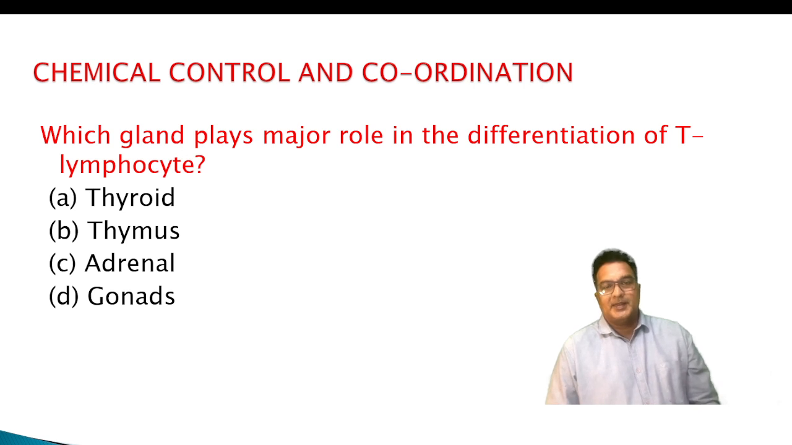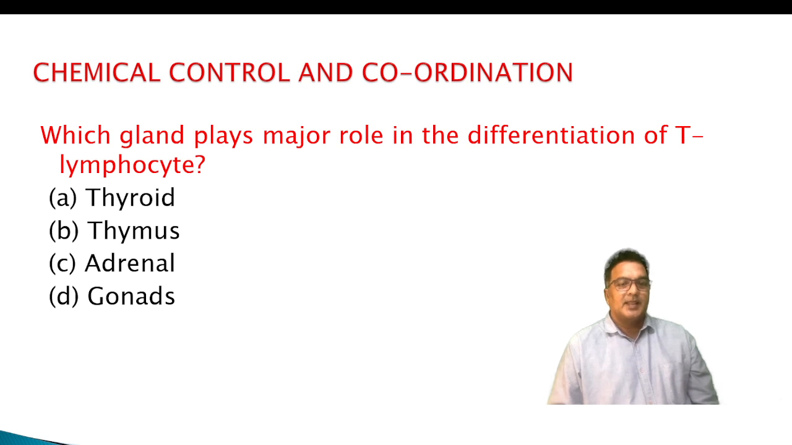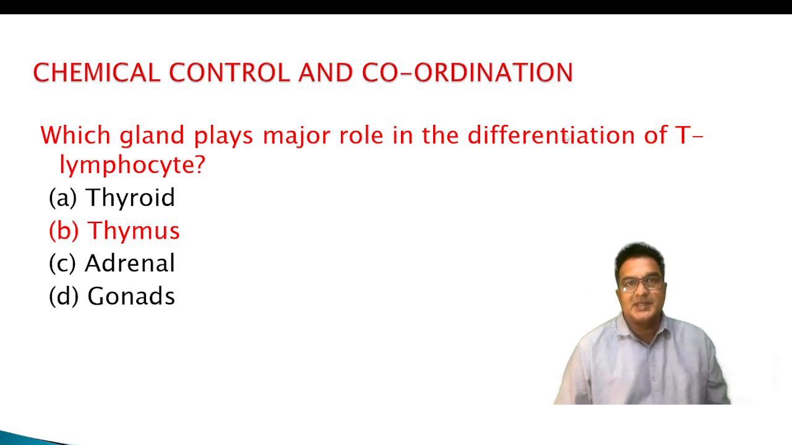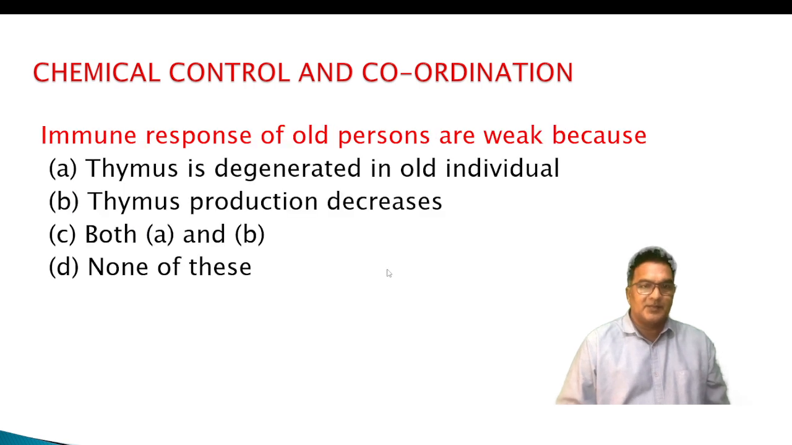Which gland plays a major role in the differentiation of T lymphocyte? Thyroid, thymus, adrenal, gonads. So, the major role in the differentiation of T lymphocyte is played by the thymus. It's actually maturation, but you should follow the NCERT here. That maturation of the T lymphocyte is given as differentiation. We are asking a similar kind of question.